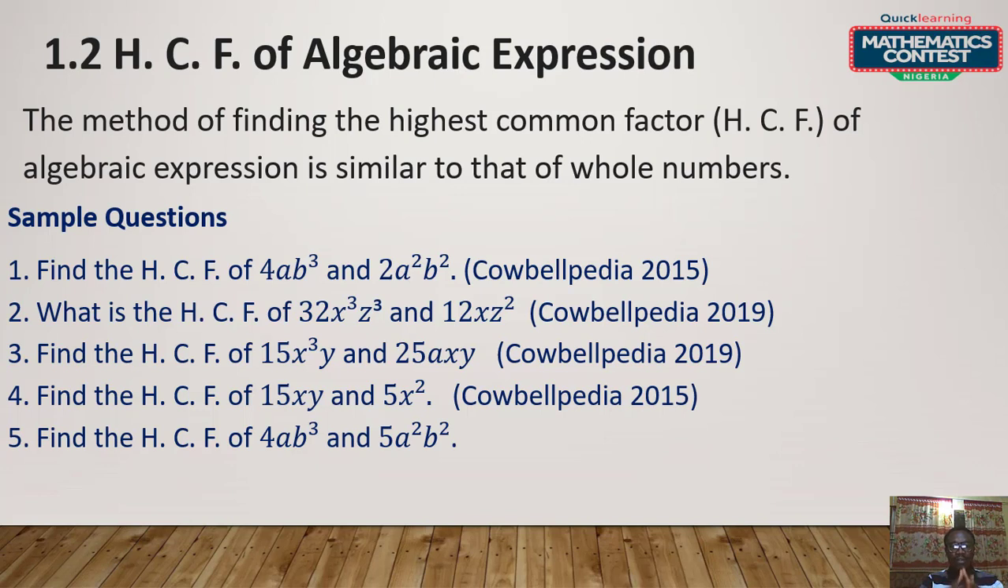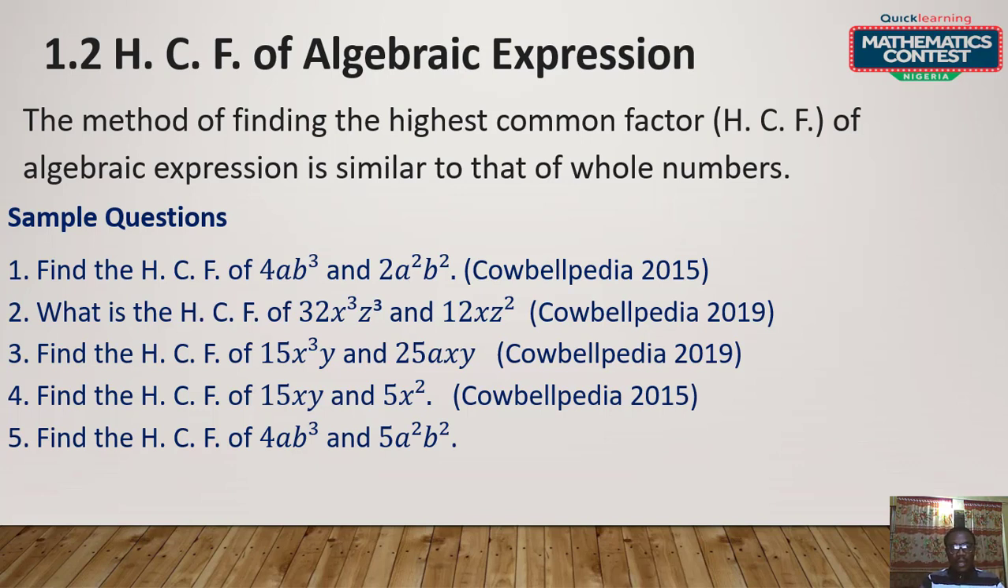When you want to find the HCF of this kind of term, you consider the numbers first. We have 2 and 4. Now you ask yourself, what is the HCF of 2 and 4? Obviously the answer is 2. Now look at the terms: 4ab cubed on the one side and 2a squared b squared on the other side. So I'll look for the highest common factor of these letters.